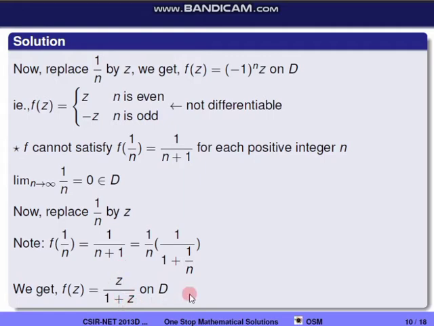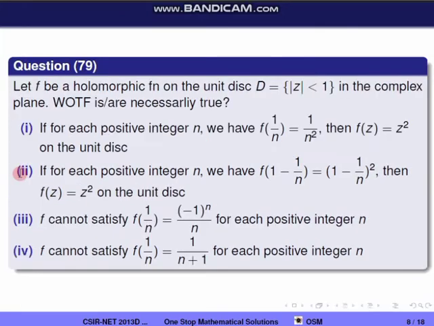That is, such an f exists on D. So this option is wrong. So we'll check the correct options. So the correct options are the first one and third one.